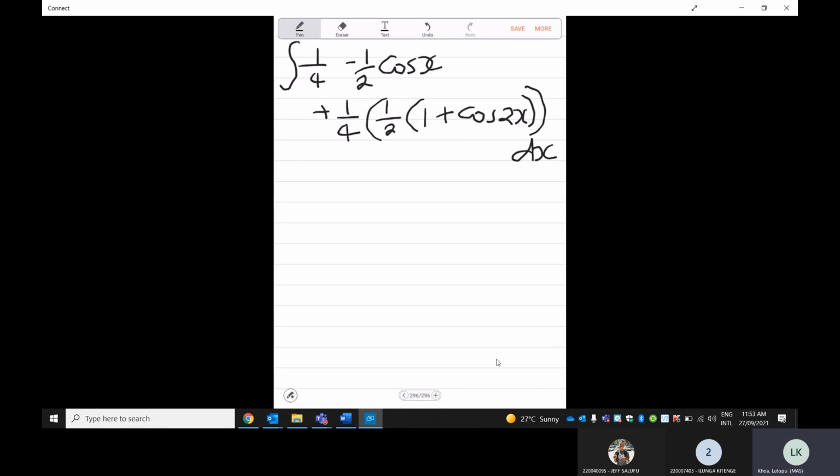Okay, then we can just multiply everything out with the last term and then integrate. So here, the integral of 1 over 4, we say this is x over 4. And then minus a half cos x, the integral of that is minus a half sine x. Then keep in mind you need to multiply like that. So you have 1 over 4 times a half times 1 is 1 over 8. And the integral of 1 over 8 is x over 8.